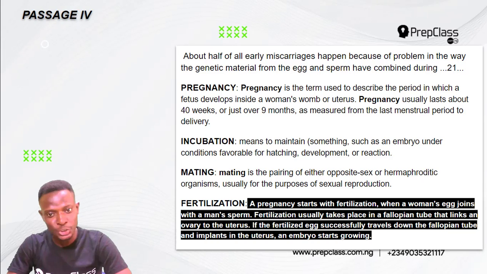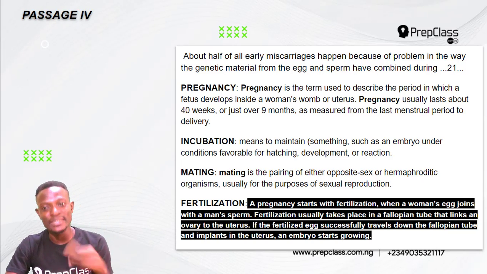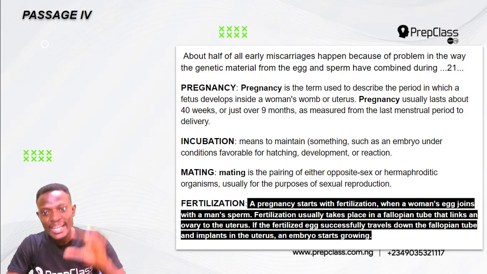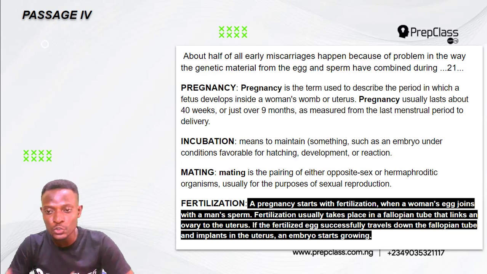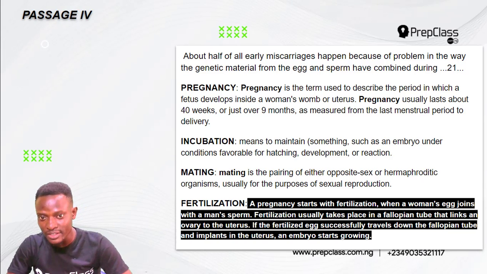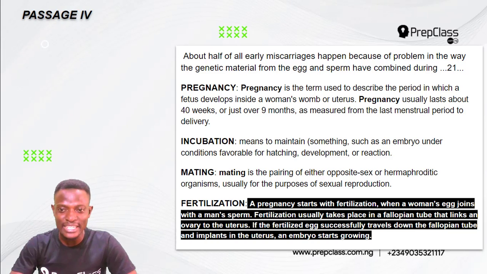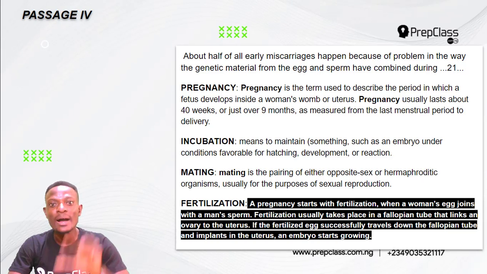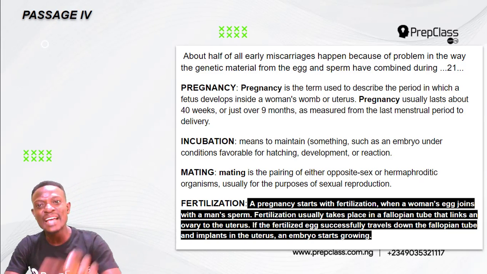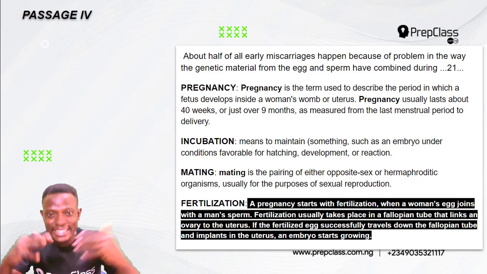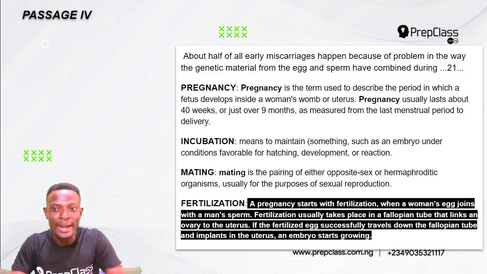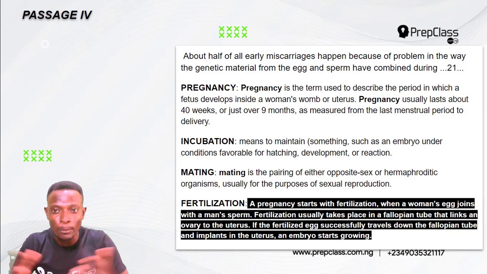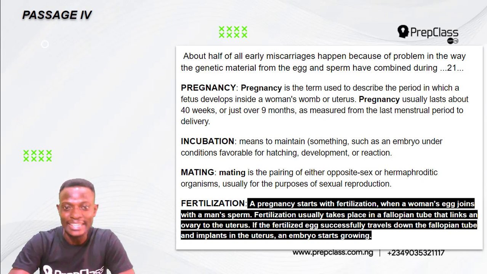The answer is fertilization. A pregnancy starts with fertilization when a woman's egg joins with a man's sperm. Fertilization usually takes place in a fallopian tube that links an ovary to the uterus. If the fertilized egg successfully travels down the fallopian tube and implants in the uterus, an embryo starts growing. Now, about half of all early miscarriages happen because of problem in the way the genetic material from the egg and sperm have combined during fertilization. Fertilization is the process of the egg joining and combining with the sperm. So the answer is option D.